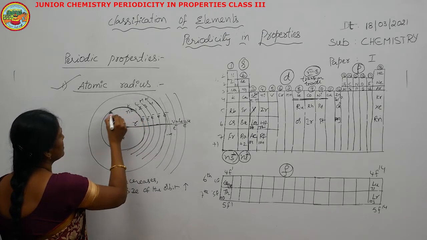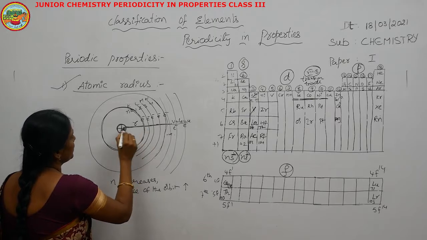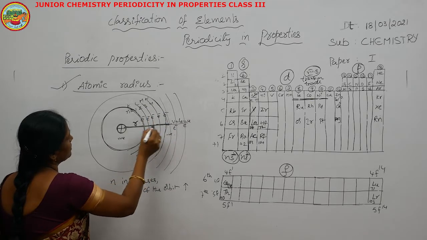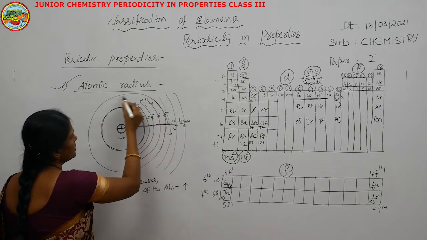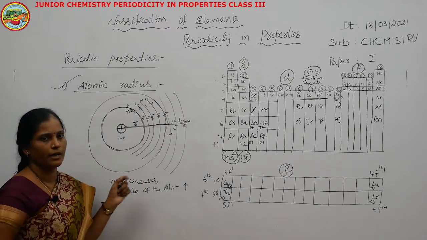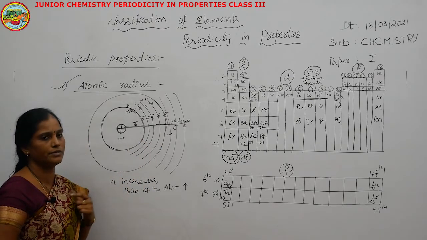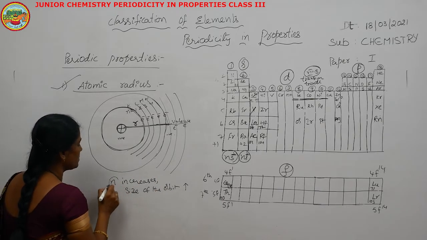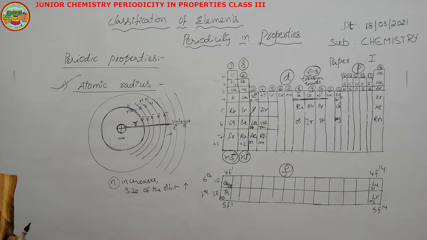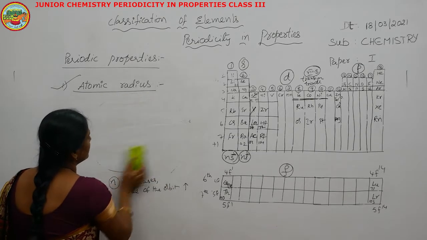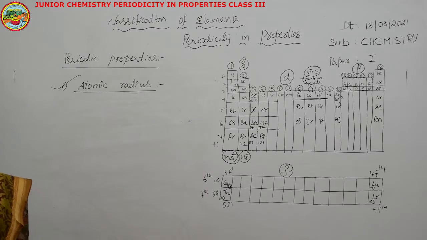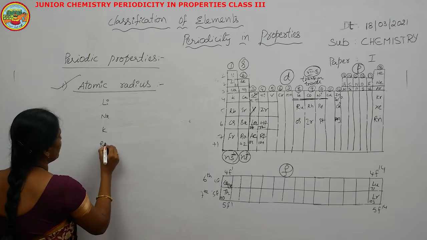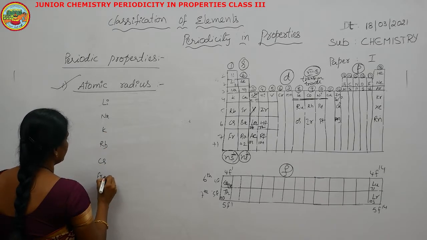So n equal to 1 means this is the size, the distance from the nucleus to the orbit. This is the radius. That means as n increases, the size also increases. As the n value increases, the size of the orbit and the size of the atom also increase. So n means principal quantum number.